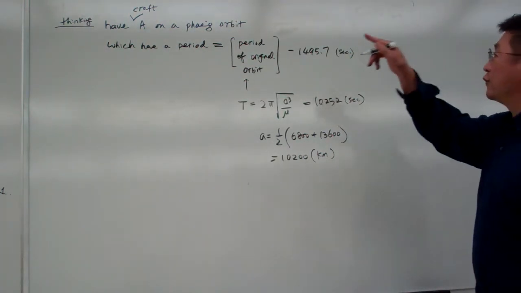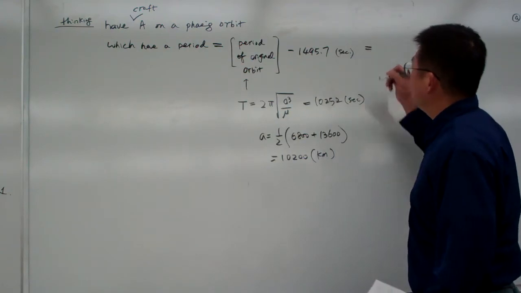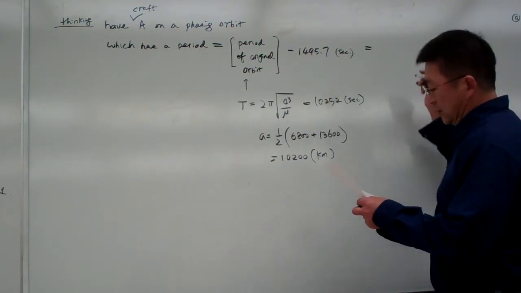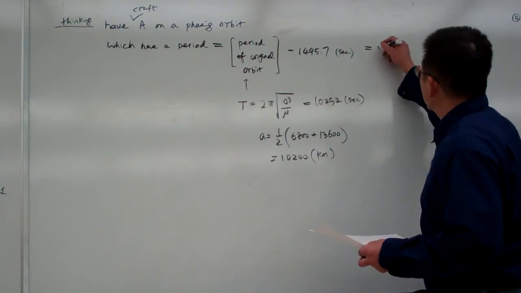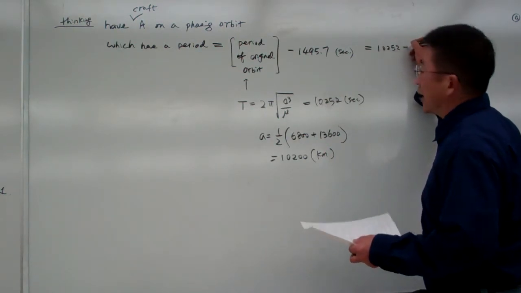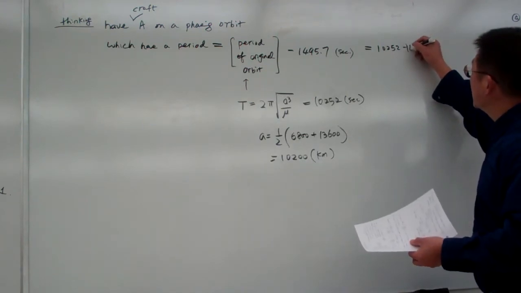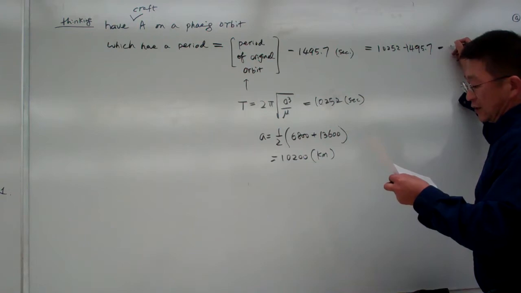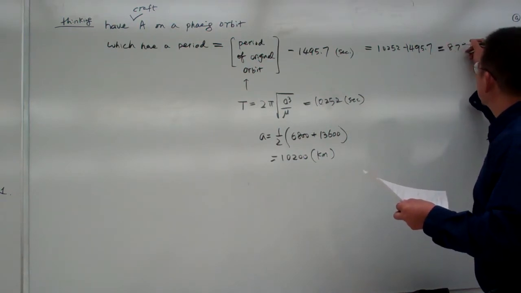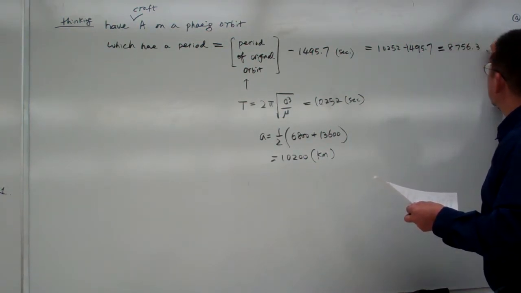Therefore this phasing orbit must have a period of how much? That is 10252 minus 1495.7, so that is 8756.3 seconds.